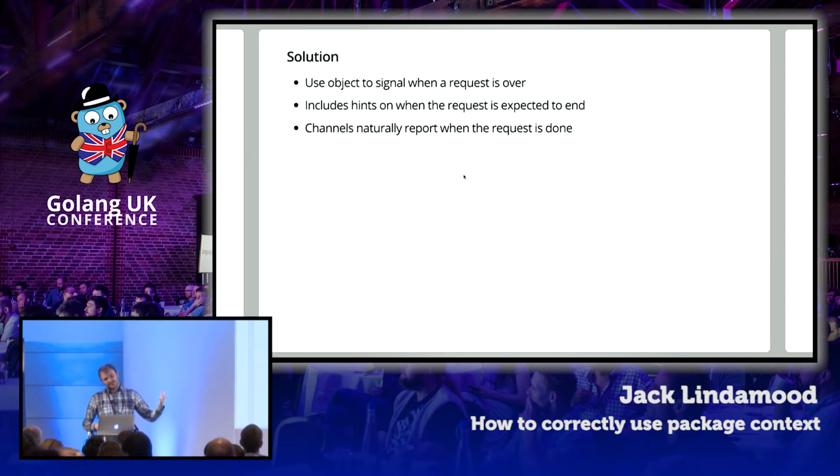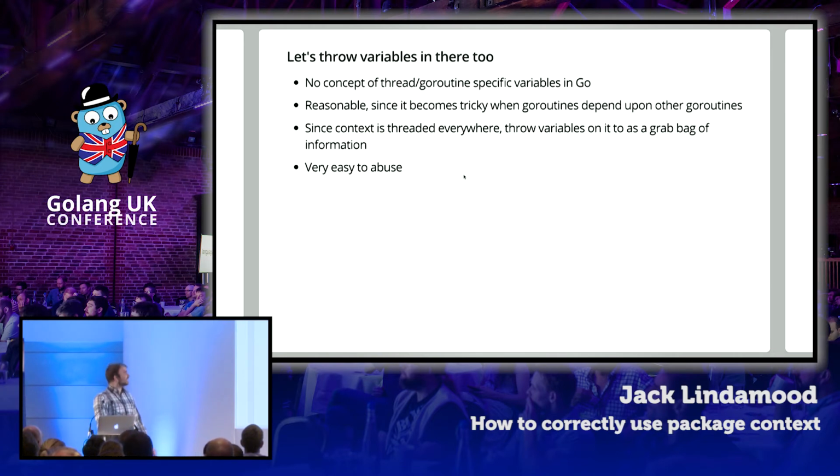If you were to solve this in Go, you'd probably have some object to signal when a request is done. You'd probably need hints on when the request is going to end. And of course, being Go, you have to throw channels in an API, because why else would you write Go? That's a joke. And then someone said, we've got this thing, and they don't really want to add Threadlocal information, so let's just shove variables in there too. I don't know, that happened. I'll talk a little bit about that. You could argue that request cancellation is a subset of the variable problem, because the cancellation itself could be a Threadlocal variable.